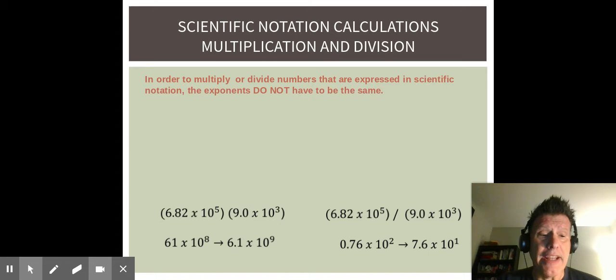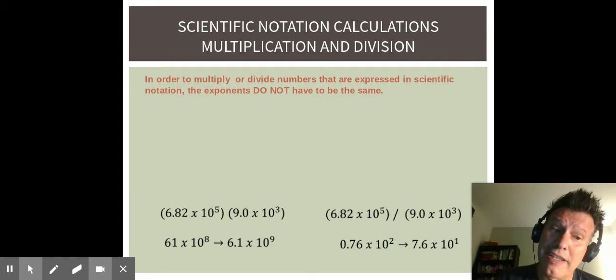So you may have to add an extra few exponents or subtract. But again, we're making the assumption that you have your calculator, and from there, the calculator is going to do the trick for you.